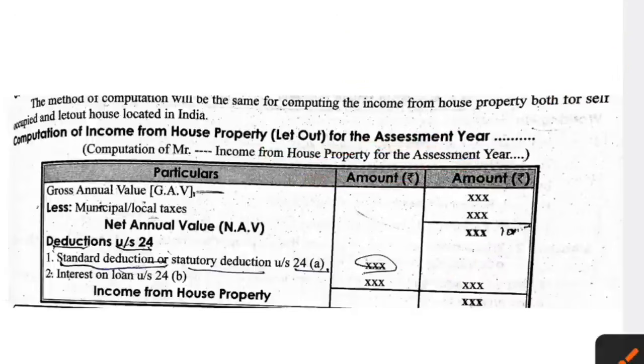So these deductions under section 24 you need to deduct from NAV, then you will get the final answer, that is income from house property.